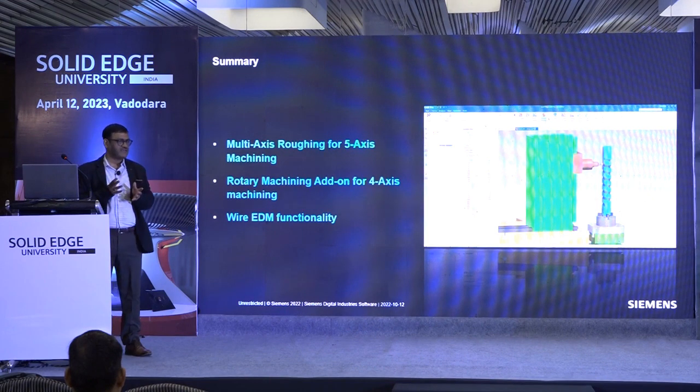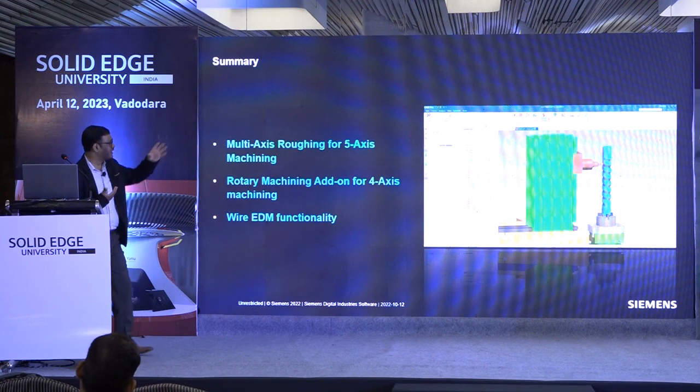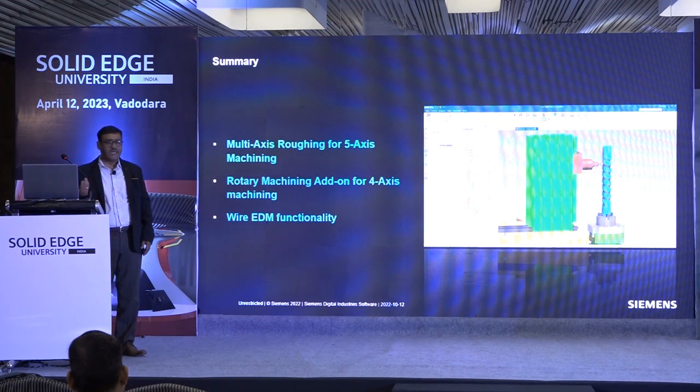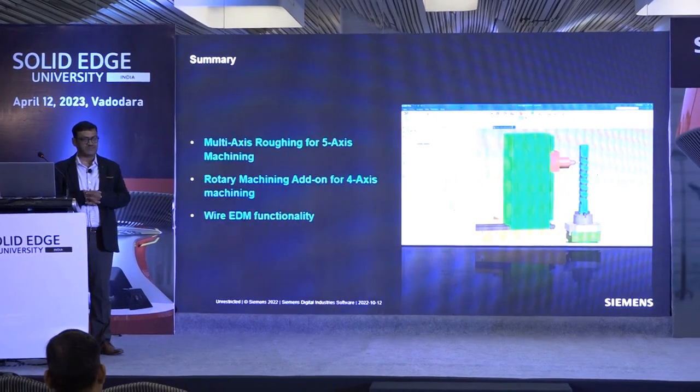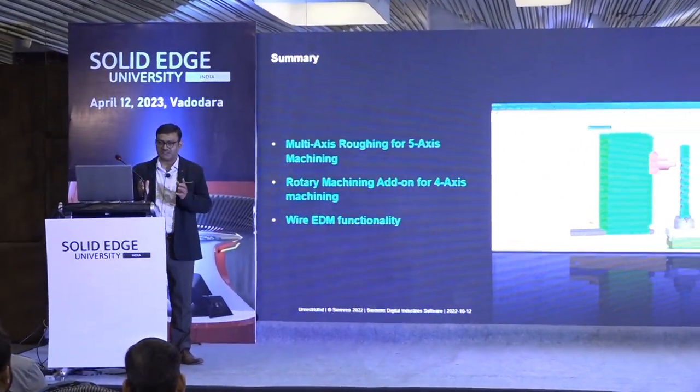Just to summarize, CAM is not just 3-axis, 2-axis, or 2.5-axis, which is what you are already doing. Think of multi-axis roughing, rotary machining, and other features too. New technologies are very important for all of us, so think of futuristic plans, not just today's scenario.